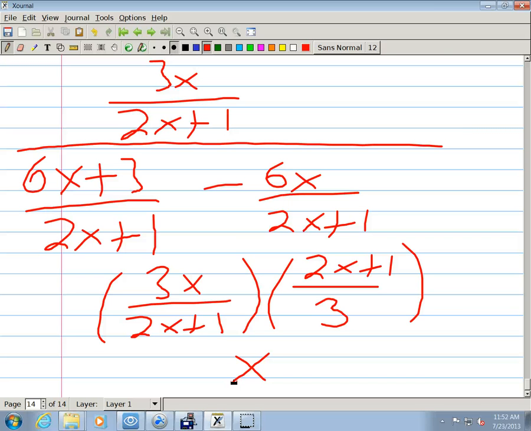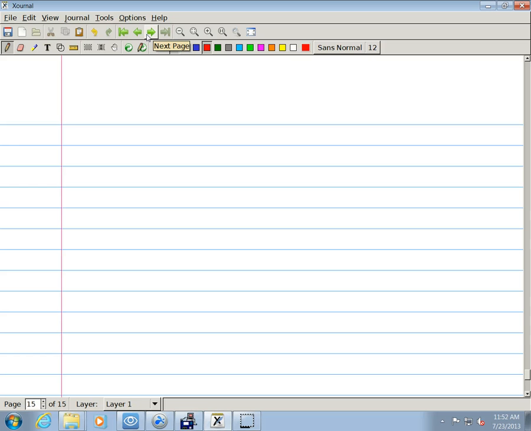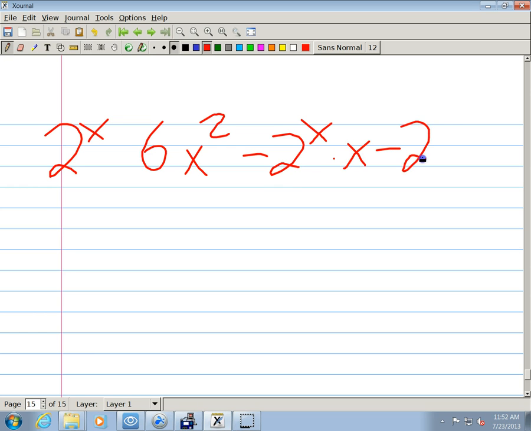So, for example, how about this? What if I combine all these functions together? Let's say 2 to the x times 6x squared minus 2 to the x times x minus 2 to the x plus 1. Right, so I'm combining all these functions. Can I solve that equation for its zeros? Can I find the zeros? When is that zero? How do you solve that equation? That's my question.